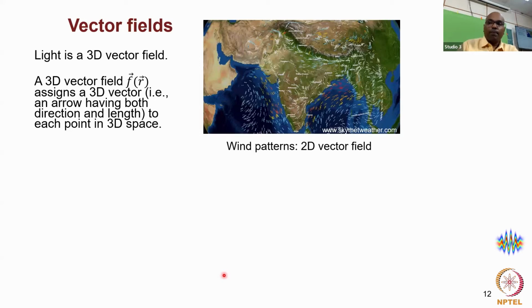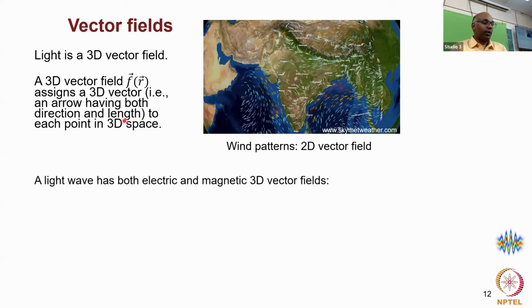But this brings us formally to the fact that light waves form a three-dimensional vector field, much like a velocity field formed by the patterns of wind, which are important in meteorology. Now, a 3D vector field, of course, assigns to every point in space a vector. So it's a vector valued function. So light waves have both electric and magnetic fields, the E field and the B field.